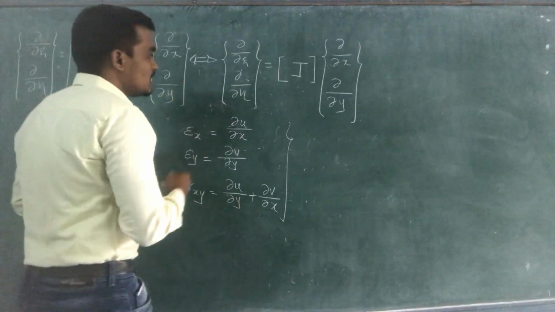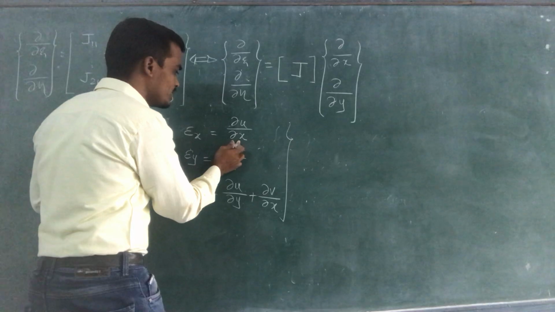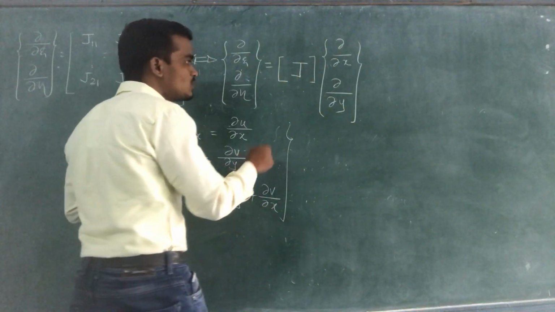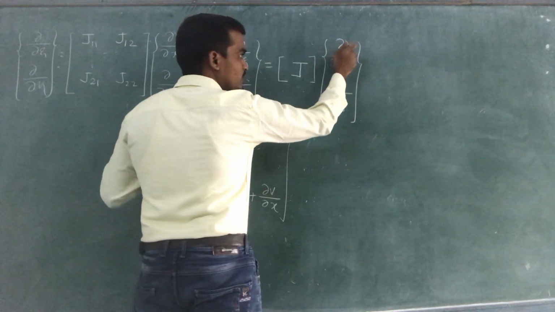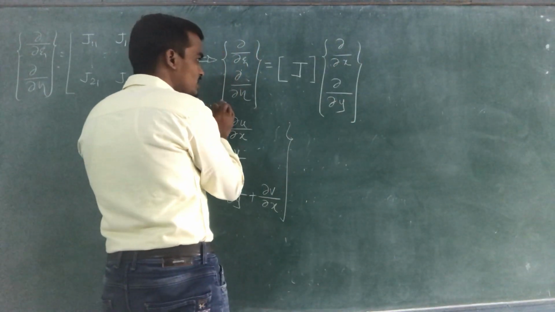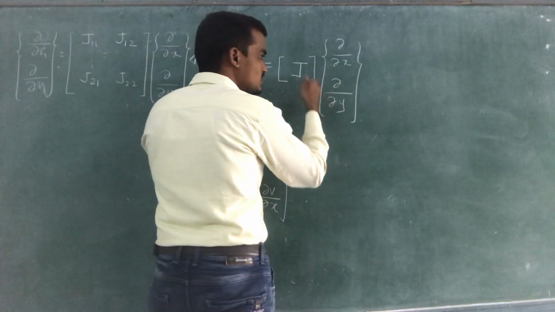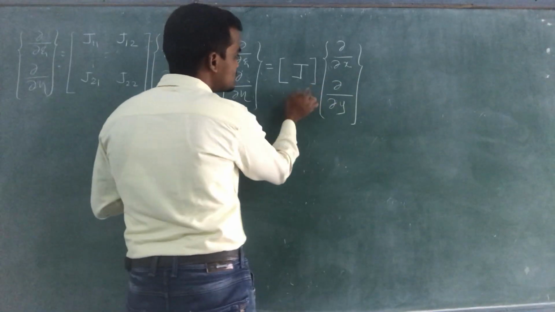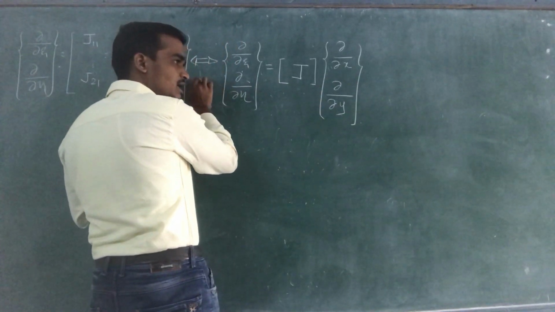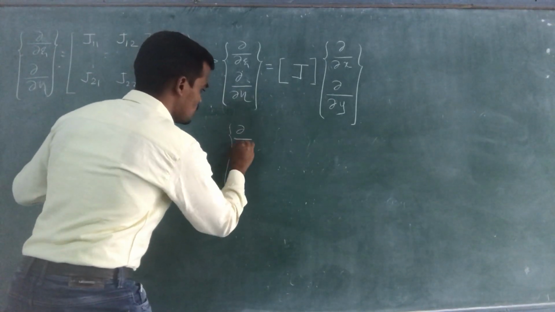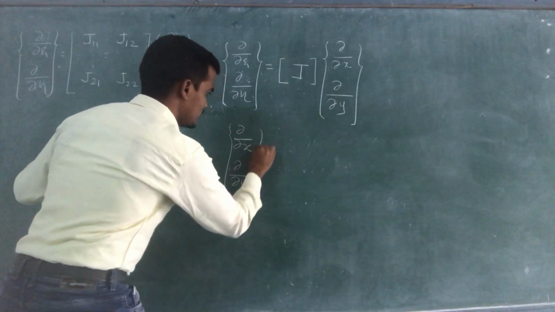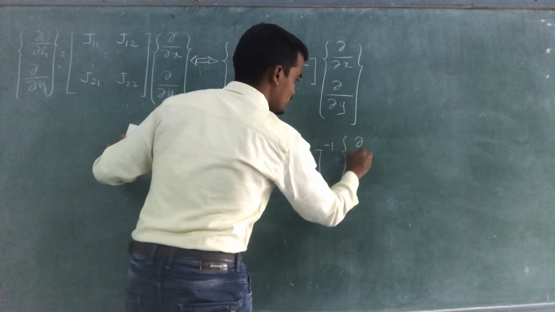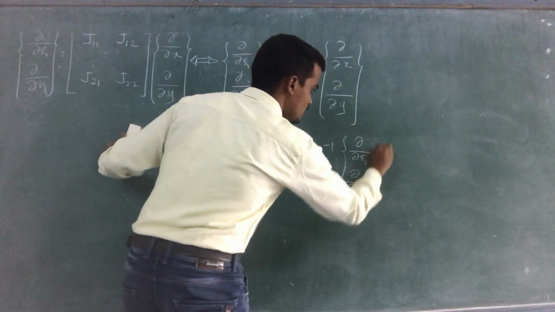But here our requirement is ∂/∂x, ∂/∂y, meaning ∂u/∂x, ∂v/∂y, similarly ∂u/∂y and ∂v/∂x. So we need to convert this equation into this system, with this vector on the LHS and the remaining terms on the RHS. Simply, this J matrix will get inverted on the RHS. So we can write ∂/∂x, ∂/∂y is equal to J inverse into ∂/∂ζ, ∂/∂η.